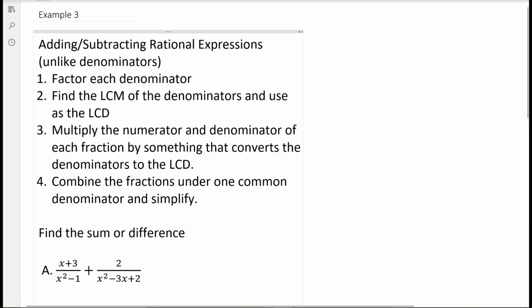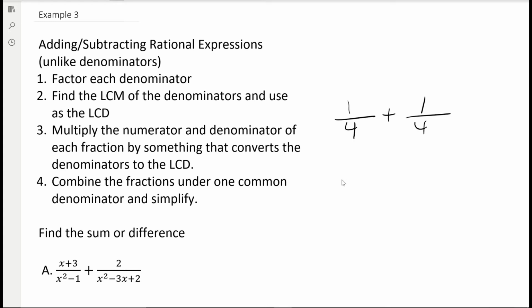So before we do this, let's look at a simple example, maybe of 1 over 4 plus 1 over, let's try 56, just to make up an example. Now, these are different denominators, so we won't be able to combine them.